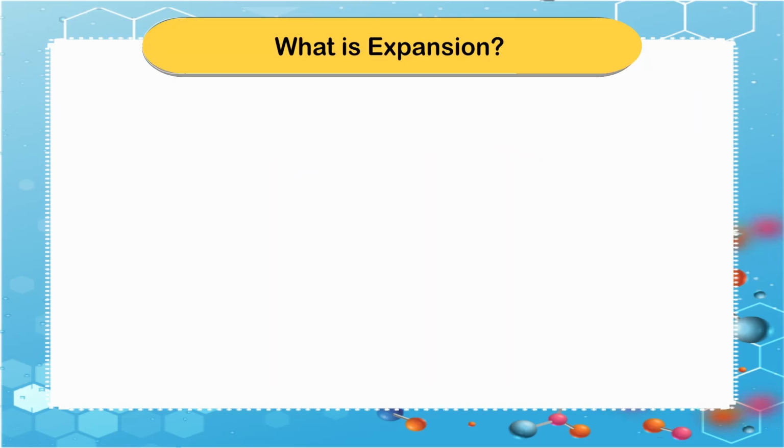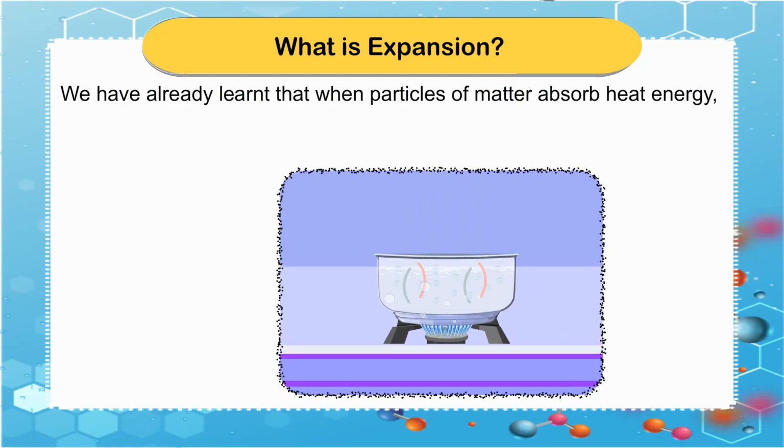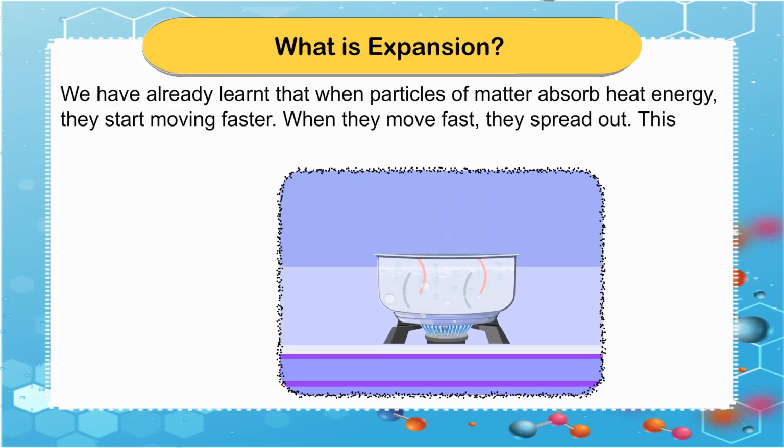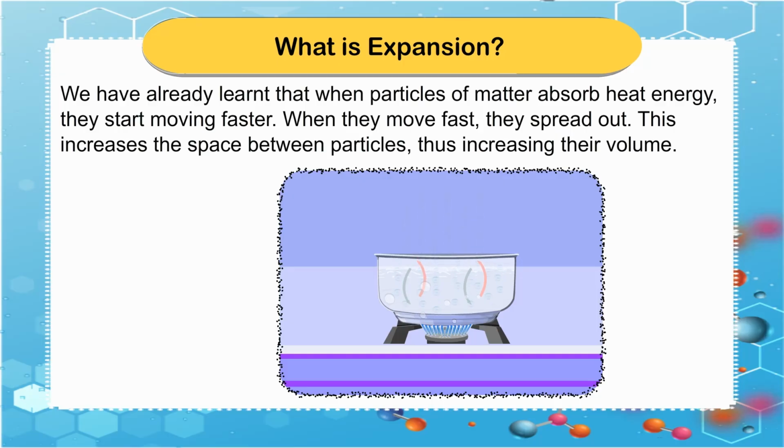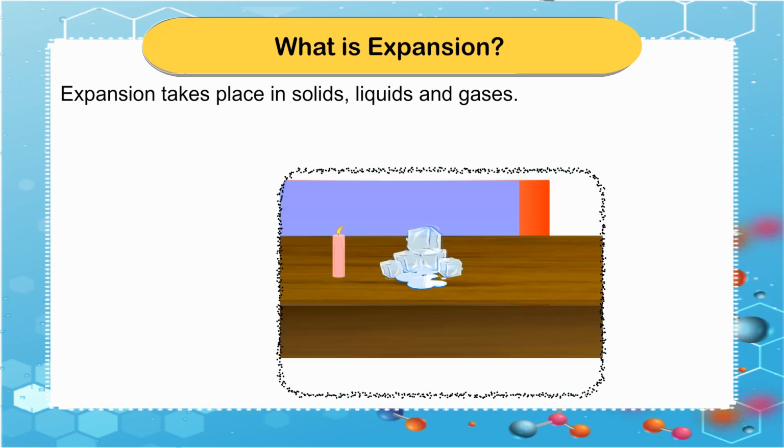What is expansion? We have already learned that when particles of matter absorb heat energy, they start moving faster. When they move fast, they spread out. This increases the space between particles, thus increasing their volume. This is called expansion. Expansion takes place in solids, liquids and gases.